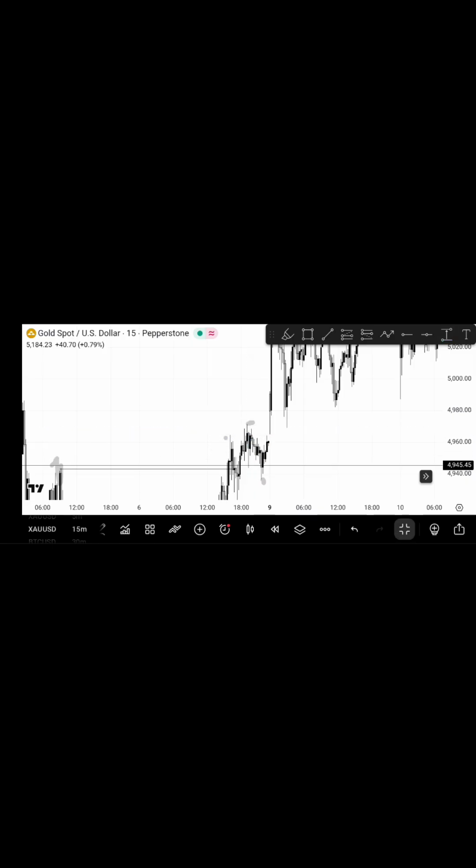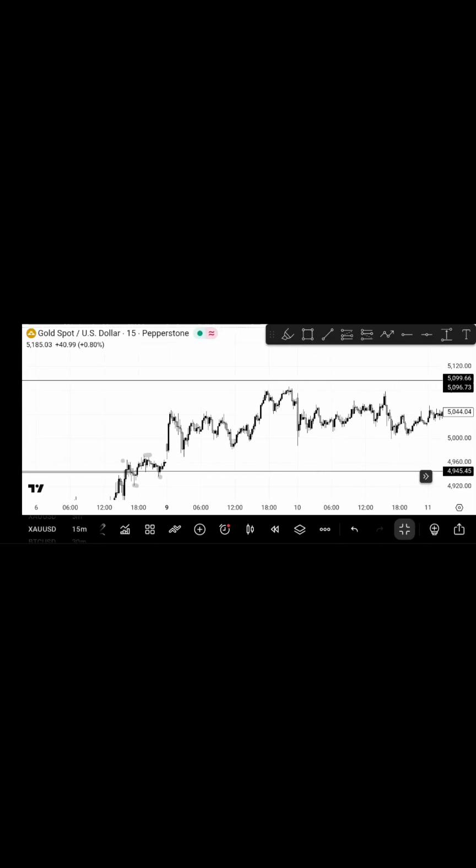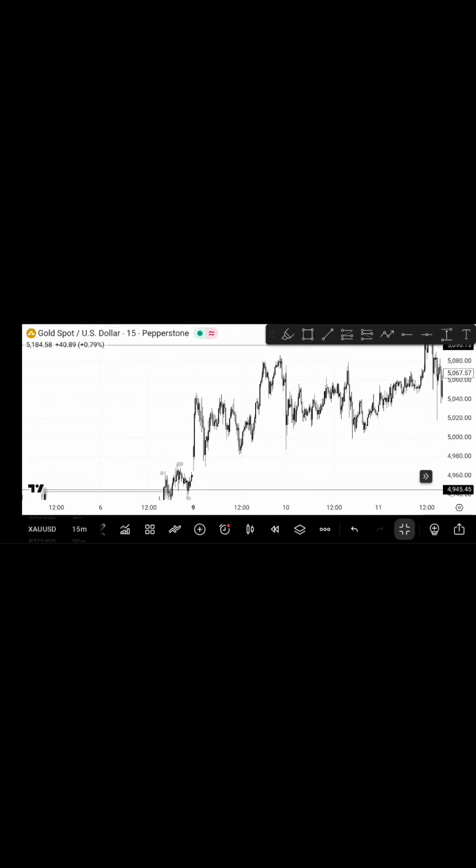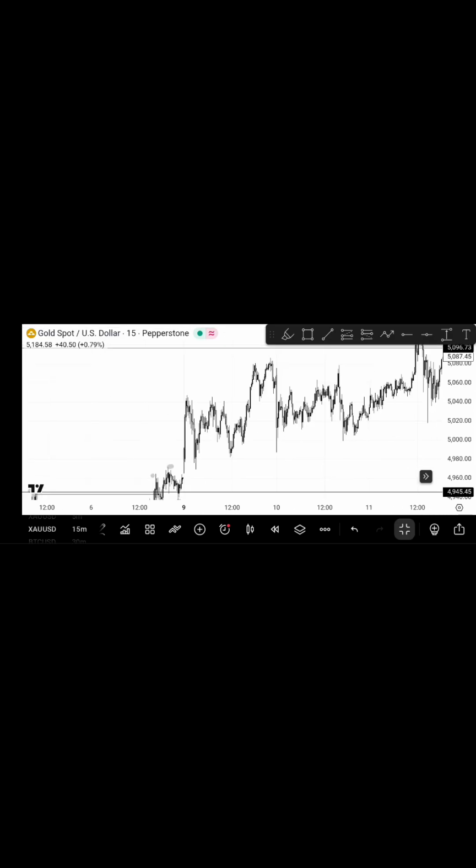You see how huge it is? 450 pips. If you take from here to here, that is about 330 pips. I will make a video on how to calculate pips on gold. So that's how it is.